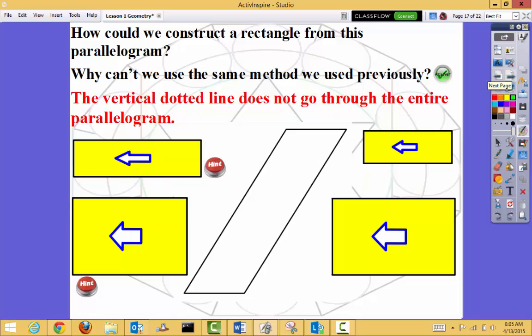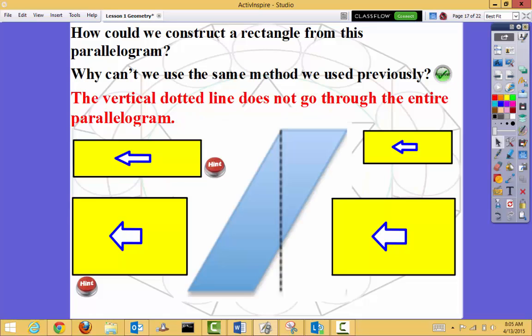All right, how could we construct a rectangle from this parallelogram? So notice down here, I have a parallelogram. Why can't we use the same method we used previously? So why can't I just make a dotted line and cut it?